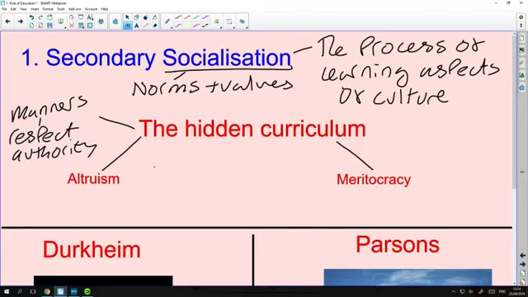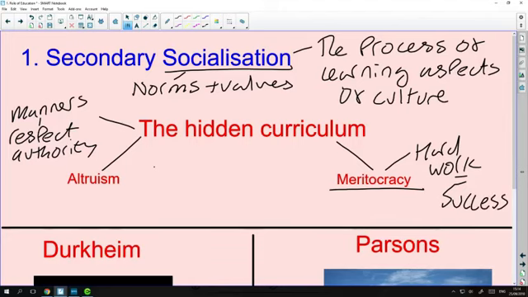So it might teach you about things like, well, we've got these phrases here, altruism and meritocracy. We all know what meritocracy means. It means this idea that hard work brings success, all right? And that everybody has equal opportunities. Equal opportunities. What would be interesting to see is if you remember what the word altruism means.